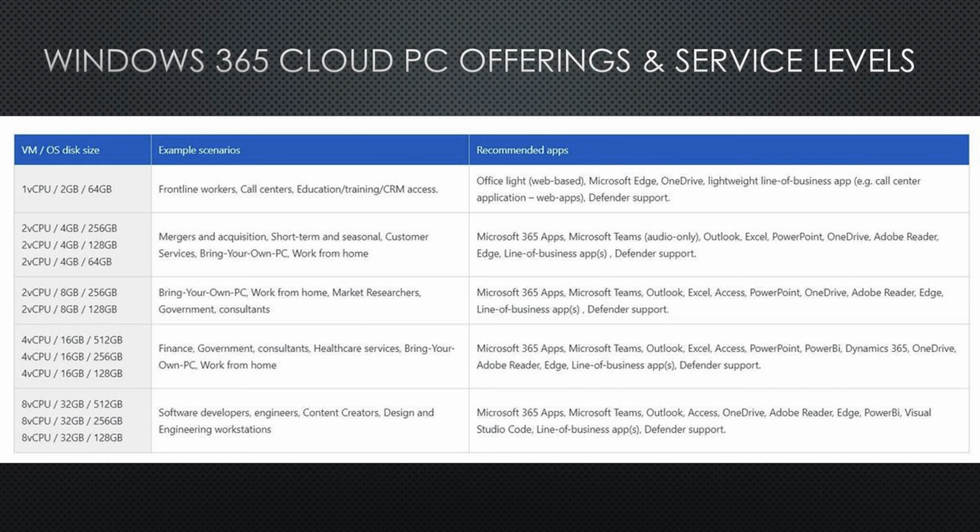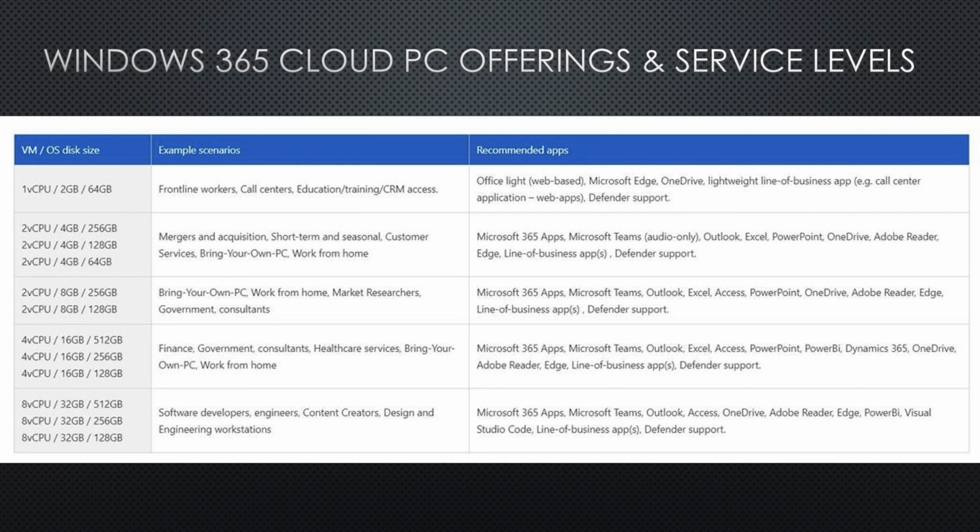Now, initially, these were the various machine offerings. You can go from the very basic one CPU, 2 gigabytes of RAM, and 64 gigabytes of storage. You can see that this is really targeting those first line workers, for example, call center staff. I want to work anywhere, anytime, and I just want to access it through a browser. The traditional way of deploying that obviously involved quite a lot of hardware, quite a lot of configuration on the IT pro side.